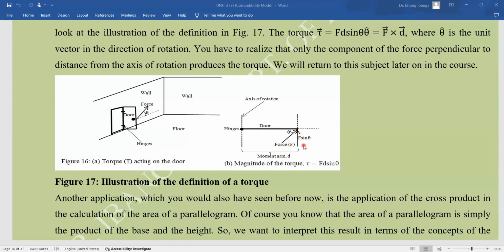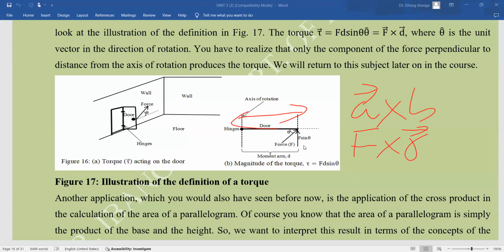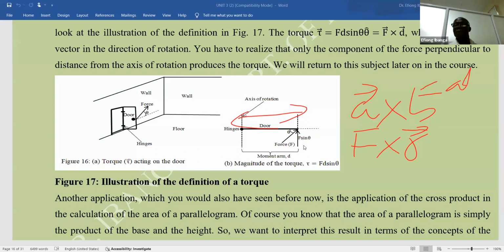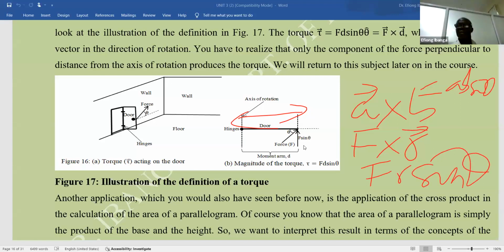And this is in consonance with the definition of the cross product. Don't forget we said that my cross product is supposed to be A cross B. Now in this case, F cross R, where my R is this distance, or D if you like. Is it clear now? If I write this as AB sine theta, then I should write this as F R sine theta. Is that correct?